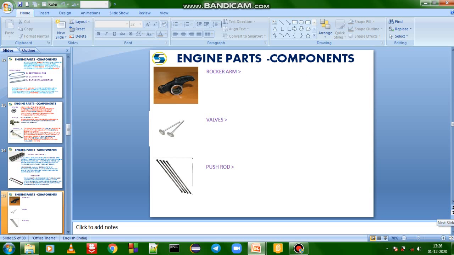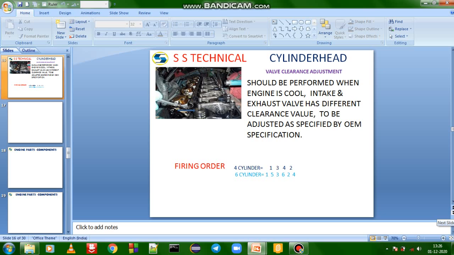Friends, there are so many other parts, such as the rocker arm, valves, push rod, and the settings of the engine valves and firing order. All the details of the entire system will be shown in the next slide.